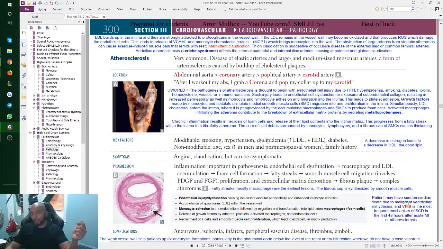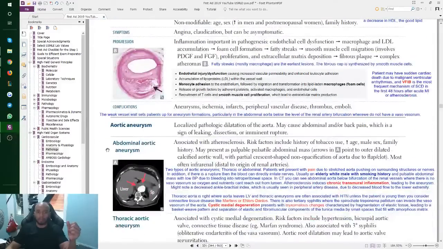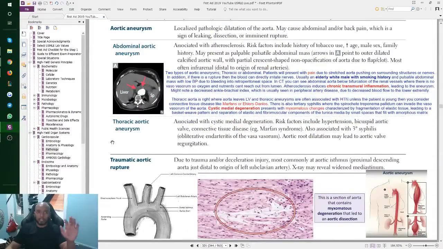And the patient may have sudden cardiac death due to malignant ventricular arrhythmias and ventricular fibrillation, which is the most common cause of sudden cardiac death anyway, right? We already saw that at the end of cardiovascular physiology. Alright, so that takes care of atherosclerosis.